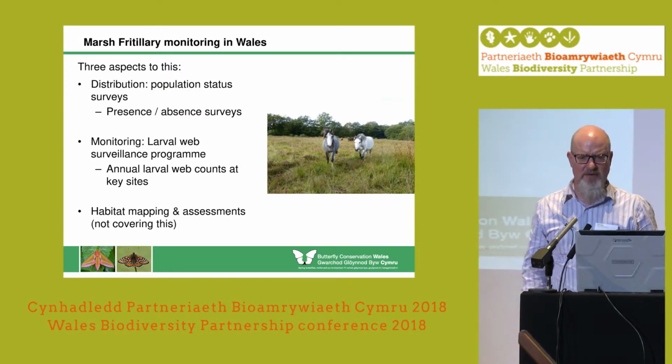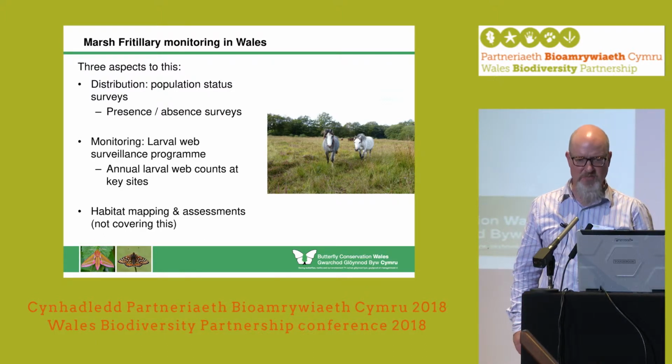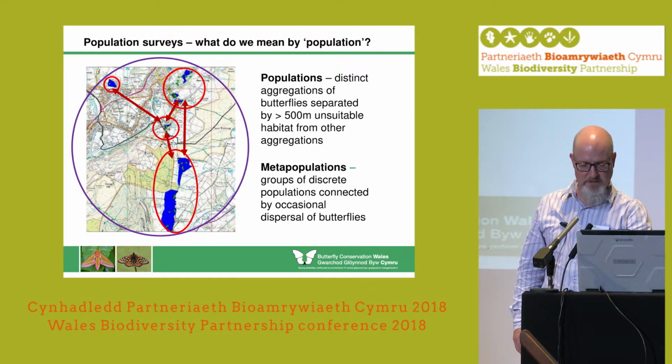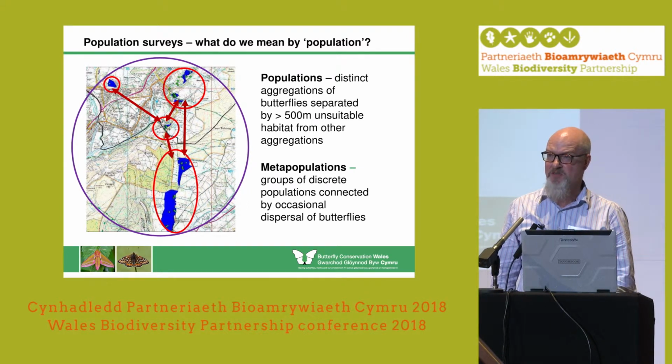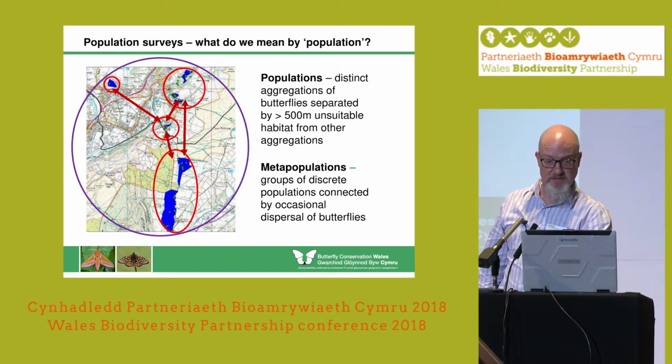So first of all, I just want to clarify what we mean by some of the terms. When we're talking about populations, we're talking about these discrete aggregations of butterfly records separated by 500 metres of unsuitable habitat from other aggregations. So there's an example there. And then what we're talking about in terms of metapopulations is how those discrete aggregations, those populations, actually interact together. So quite a good year to be talking about this, because there's been certainly a lot of movement of marsh fritillaries because of the really nice weather we had.